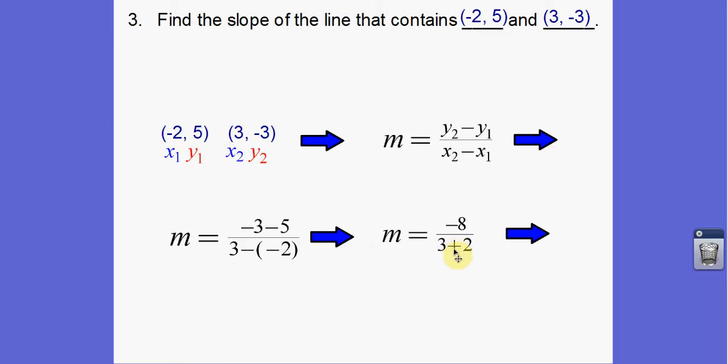You see that right there, 3 plus 2. Negative 3 minus 5 in the numerator, that's negative 8, so I can do that. And I get negative 8 over 5. That's all the farther I can simplify, so that is my final answer.